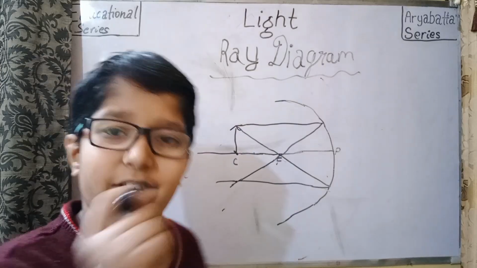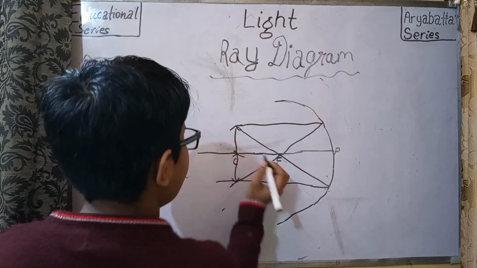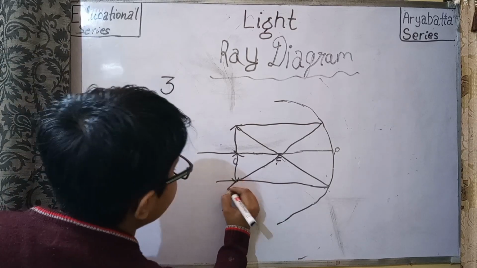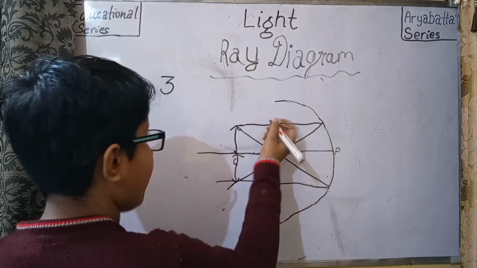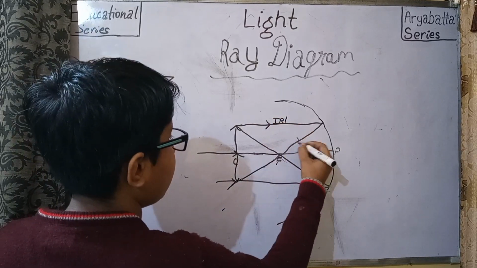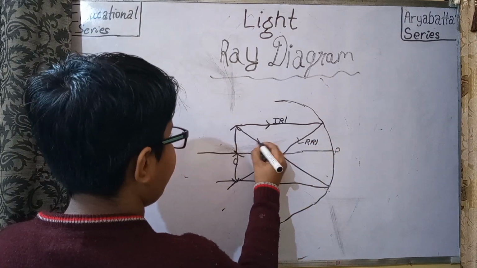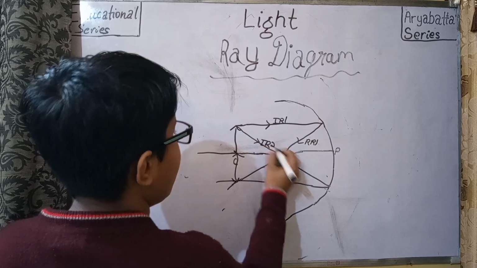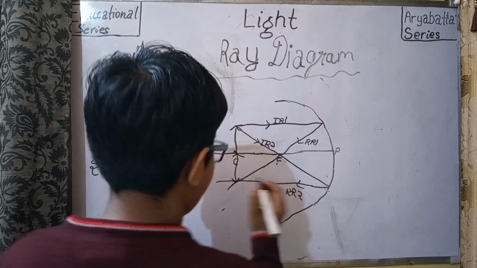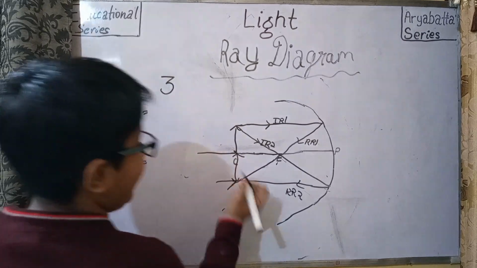When you do it with a scale, you will get the exact measurements, and you can see that the size of the object and the image is the same. Now let's make the arrows: incident ray 1, reflected ray 1, incident ray 2, reflected ray 2. So here at the intersection the image is formed.